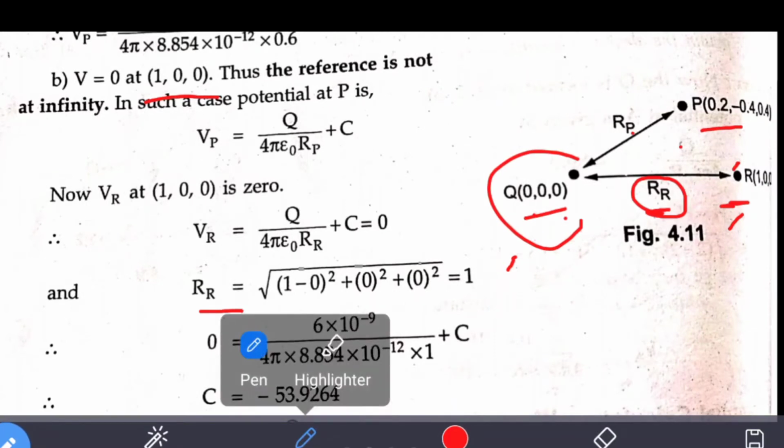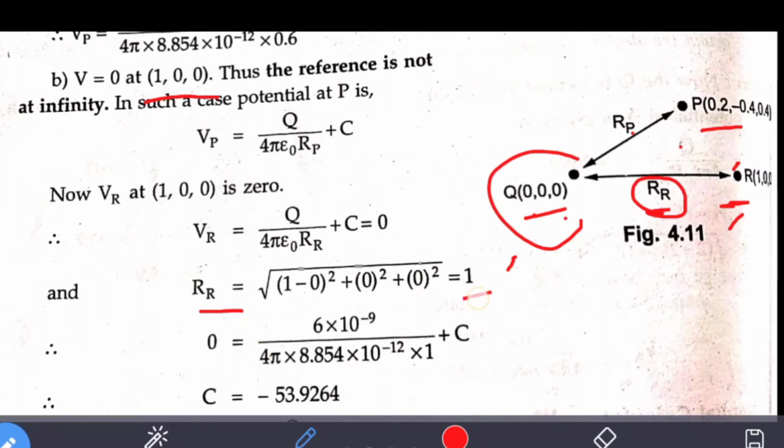After calculating this, the distance is 1, because the point is 1, 0, 0. Now if you substitute 6 into 10 power minus 9, and this is 1 plus C, C equals minus 53.964. Here Vr equals 0, it is assumed to be 0, and C equals minus 53.9264. The Vr is given as 0.